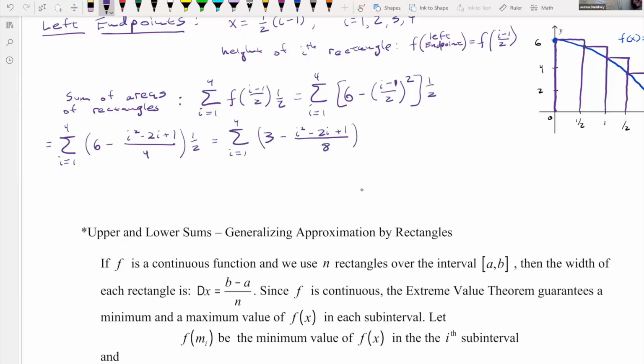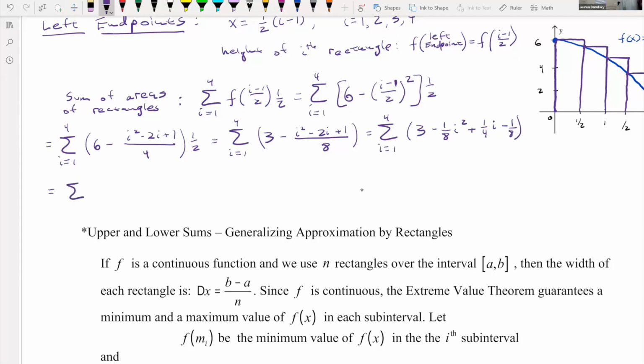Like that. Let's go ahead and keep simplifying. We have the sum i equals 1 to 4. I'm going to split up this guy here into 3 separate fractions, distributing the negative sign. So watch carefully. We've got our 3. Let's write it like this. Let's write minus 1/8 i squared. Then distributing the negative, we're going to have positive 2 over 8, which is 1/4 i. And then distributing the negative, we're going to have a minus 1 over 8 like that.